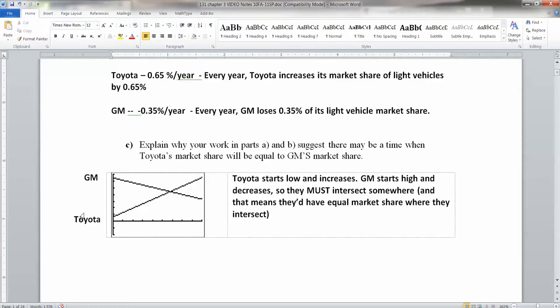Poof, I labeled them too, so you could see GM's here, Toyota's here. They've got to meet somewhere in the middle. Where they meet is where they have equal market share.